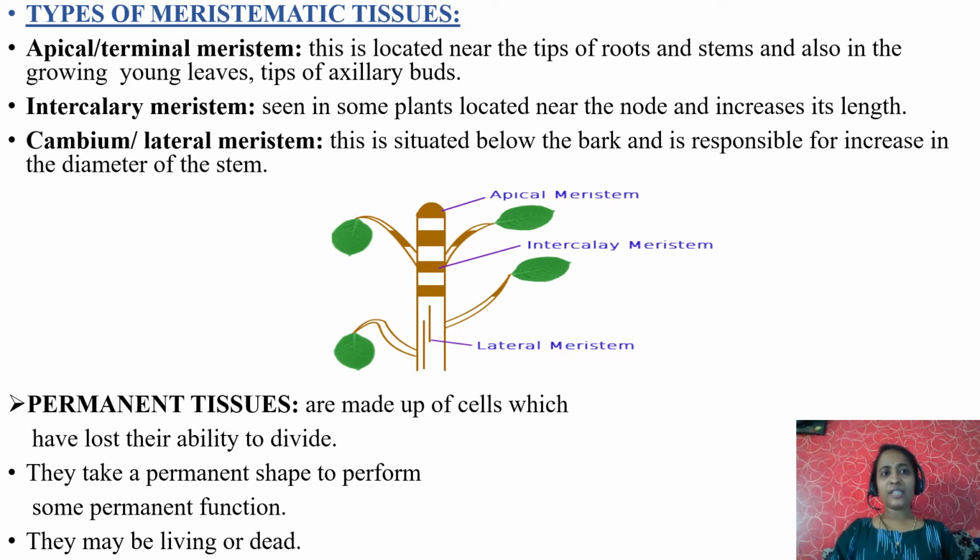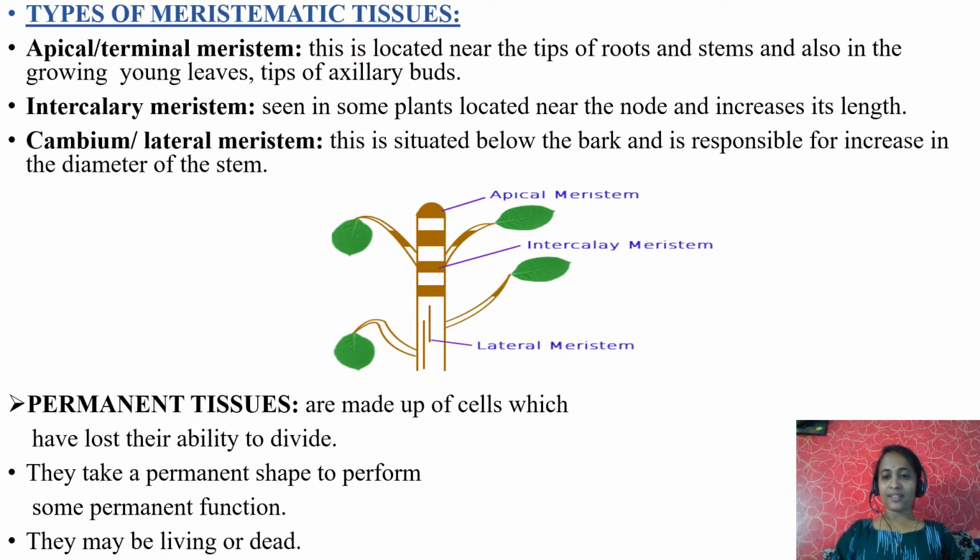So, intercalary meristem, it is seen in some plants located near the node and increases its length. It increases the length of a node. Next, cambium or lateral meristem. This cambium or lateral meristem is situated below the bark and is responsible for increase in diameter of a stem.